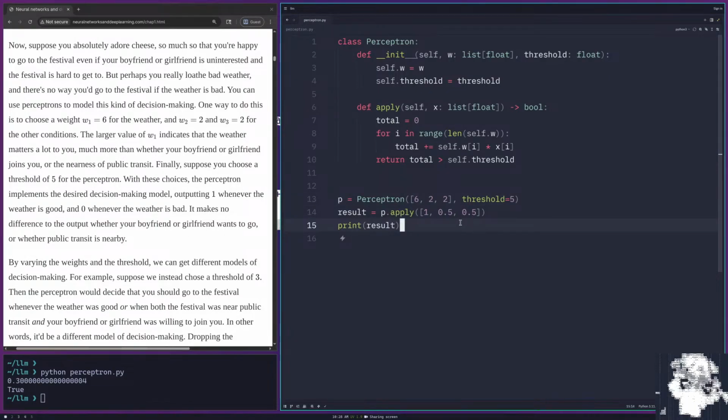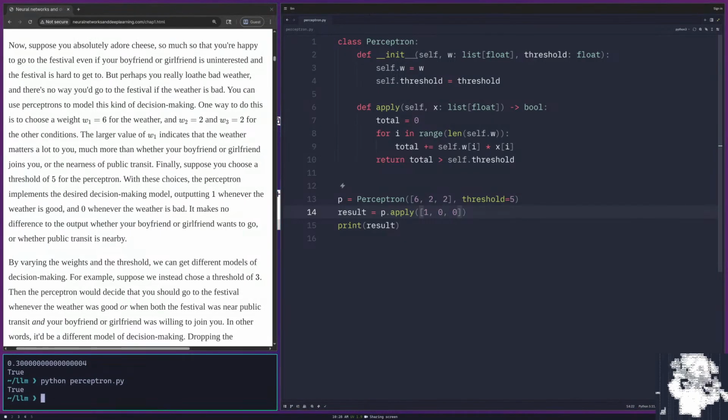Let's confirm that. So, this means weather good and the other things are bad. We said true, which means we do want to go. If the weather were bad, but our boyfriend wanted to go and the public transit was good, we would say false. Okay.